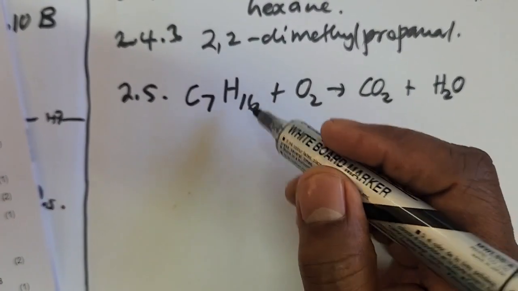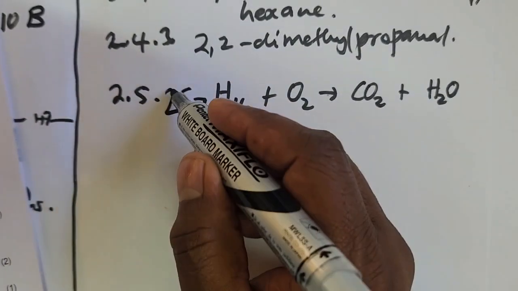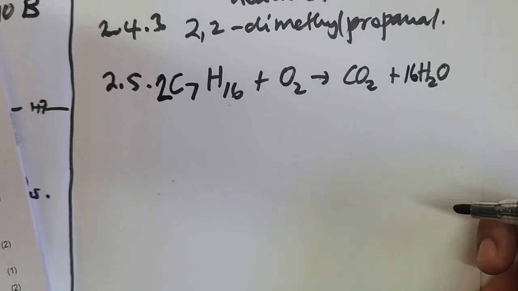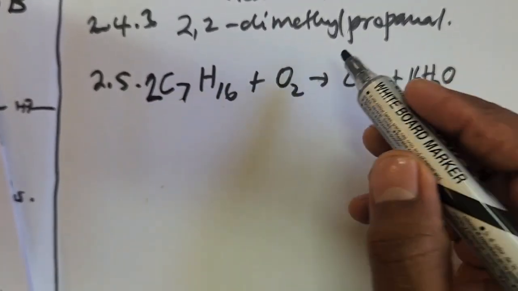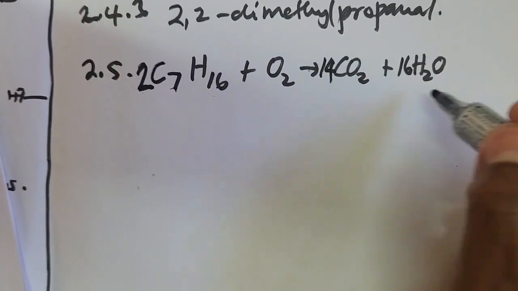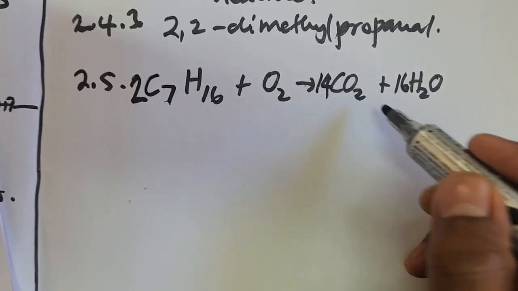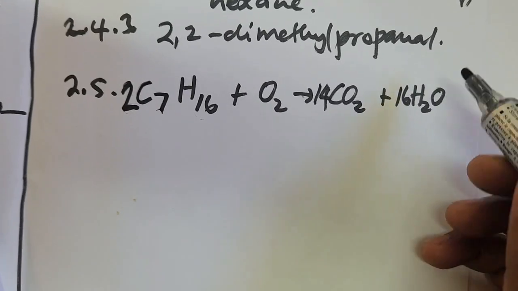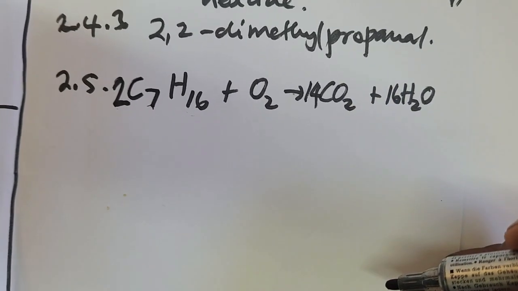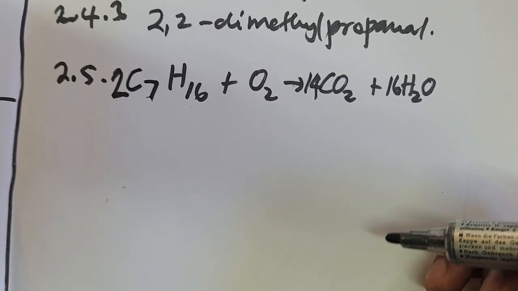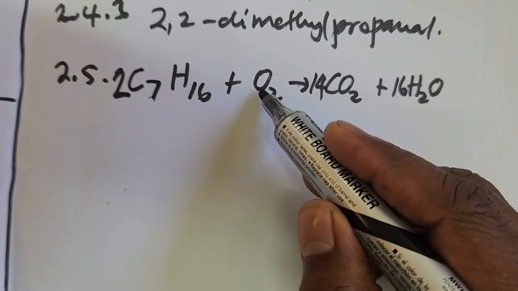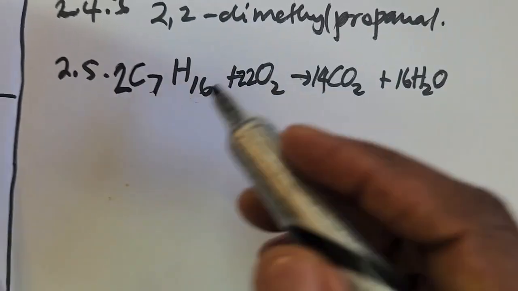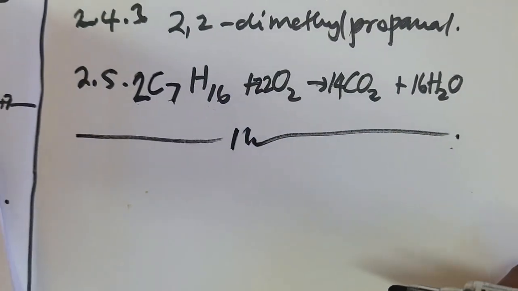Now remember the golden rule, you just put 2 here without thinking, and then take the number of hydrogens here to be the coefficient of water. 2 multiplied by 7 is 14, then the oxygen is the last one. 28 plus 16, which is 44. 44 divided by 2 is 22. Therefore, this is the answer.